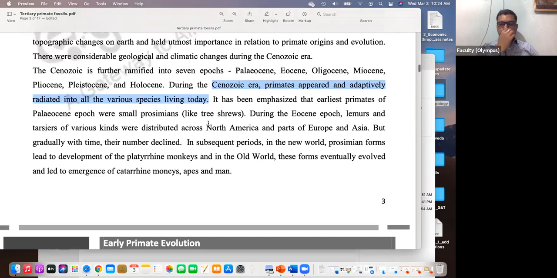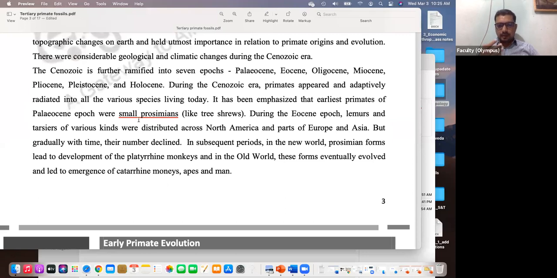Okay, so if you see the earliest primates of the Paleocene epoch, in the Cenozoic era, in the Paleocene, what we have seen was prosimians. Very primitive monkeys have shown up in the Cenozoic era, and especially in the Paleocene epoch.